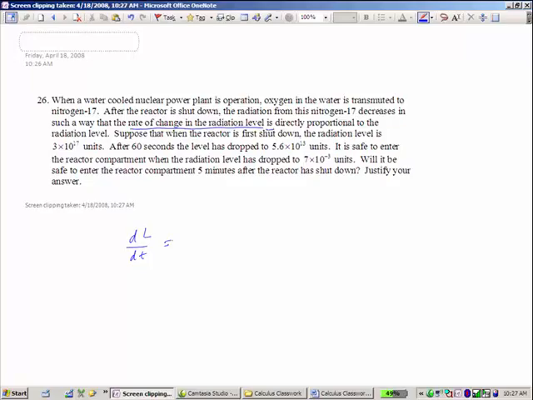Is directly proportional to the radiation level. Is that all right? Now, like I said, you're going to get to a point where you ask, all right, I've done that, I know what the answer is going to be. If we were to solve this, what would the equation for L be? L equals Ce^(kt). Yep.